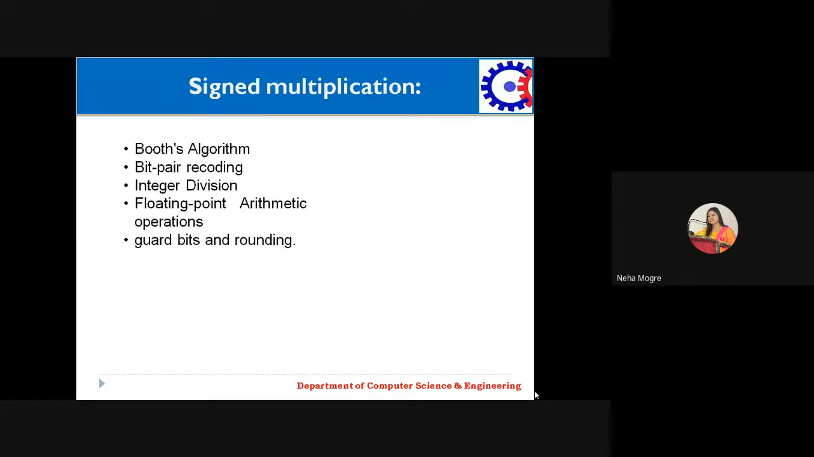So very good afternoon to all the students. I welcome you to the class of COA and DS. Today's lecture is very important, as up till now we have studied most of the arithmetic and logical operations.